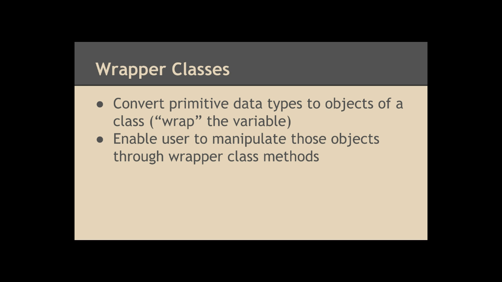Okay, so wrapper classes do two things, basically all related to one main thing. They convert primitive data types to objects of a class, also known as wrapping the variable. Why would you do this? Well, you do this so that you can manipulate those objects through methods. The wrapper class has methods, so if you make it an actual object of a class, you can call upon those methods to do stuff that you wouldn't be able to do with just an integer or a double.